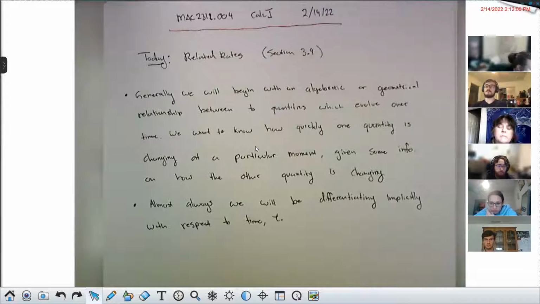And the fundamental skills are going to be taking the physical situation as it's described, drawing a good picture, inferring the algebra relationship from the picture, and then differentiating implicitly with respect to the variable t, which will not usually show up explicitly anywhere in the expression. So I'm going to begin with a nice gentle example, and we're going to spend pretty much all day today just straight up working examples.